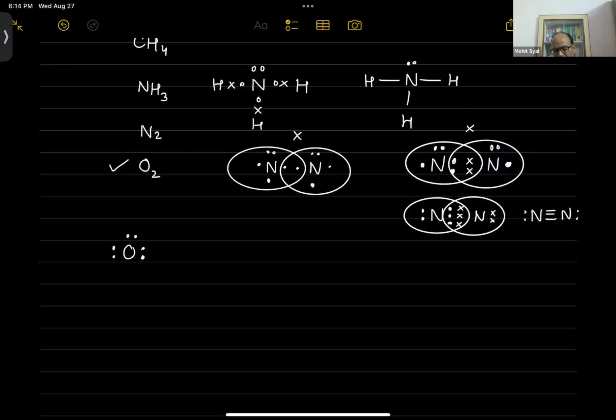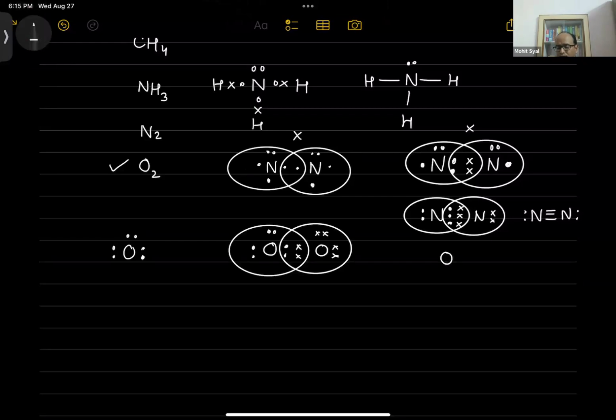So this is now very easy. Both of you can do it very quickly, and you can figure out that this is how the oxygen molecule is going to form, right? Double bond. And there will be 2 lone pairs on each oxygen. That is also very important.